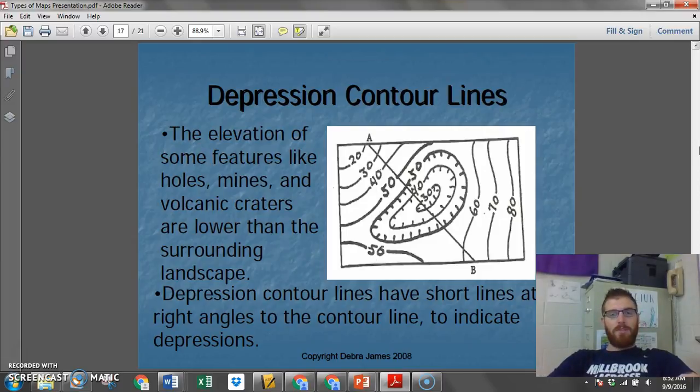Depression contour lines, we won't see these very often. However, I do want you to know that they show some features like holes, mines, volcanic craters, anything that sinks down into the earth. So depression contours are different from normal contour lines because they have short lines attached here. That shows that the earth is depressed at that point.